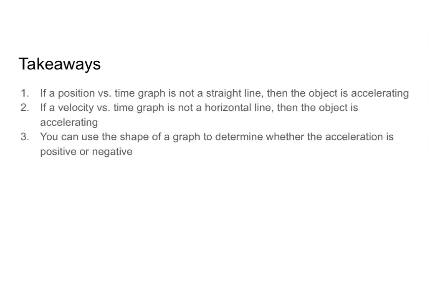So let's go ahead and go to our takeaways. If a position versus time graph is not a straight line, then the object is accelerating. Similarly, if a velocity versus time graph is not a horizontal line, then the object is accelerating. And you can use the shape of a graph to determine whether the acceleration is positive or negative.